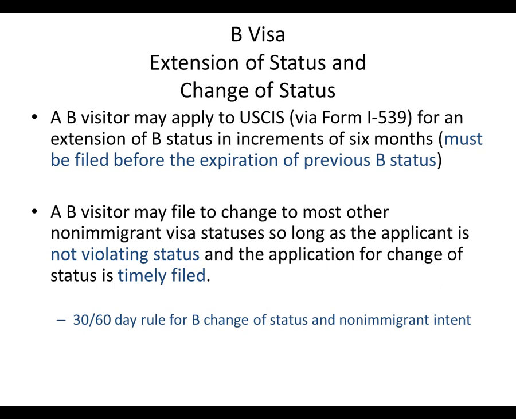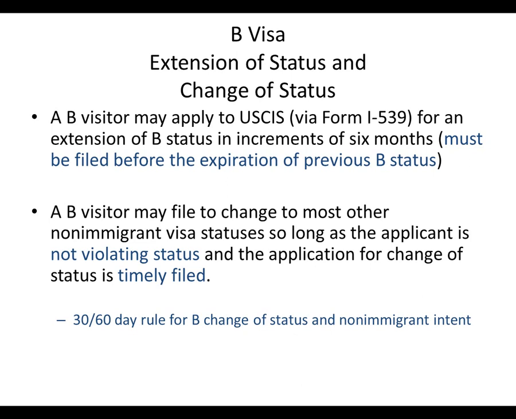Okay, and a B visitor also has the ability to change to most other non-immigrant statuses, so long as you're not violating your status in doing so. And you, again, have to timely file for that change of status, which means that you have to file for the change of status before the expiration of the B status. Again, the 30 and 60-day rule applies.